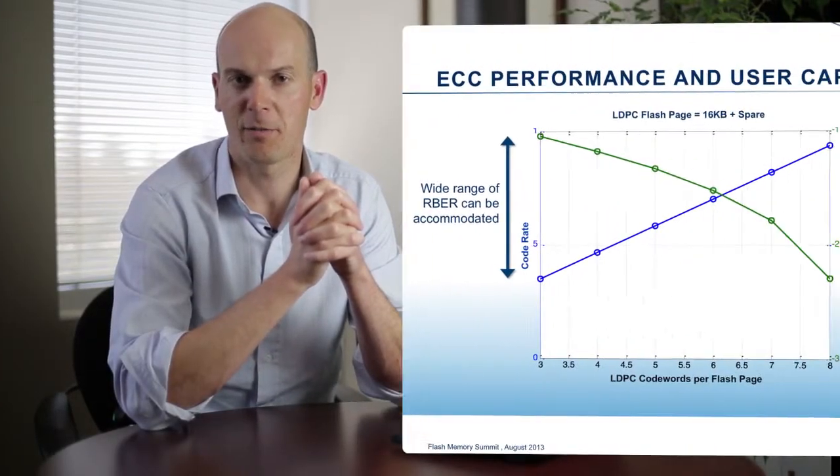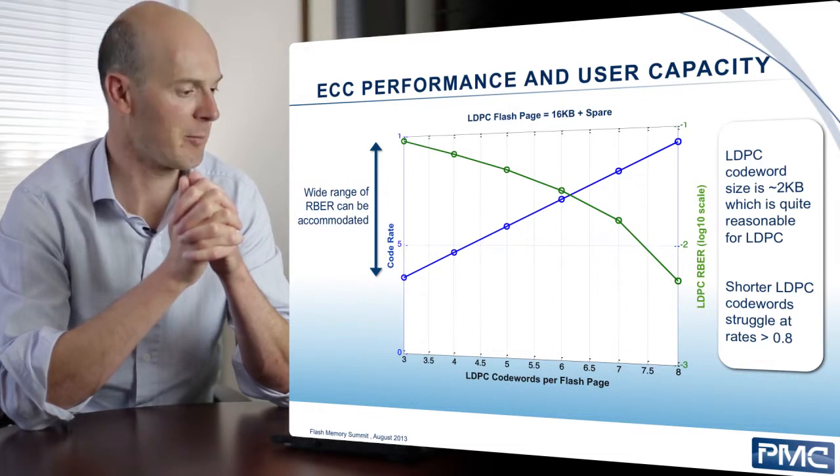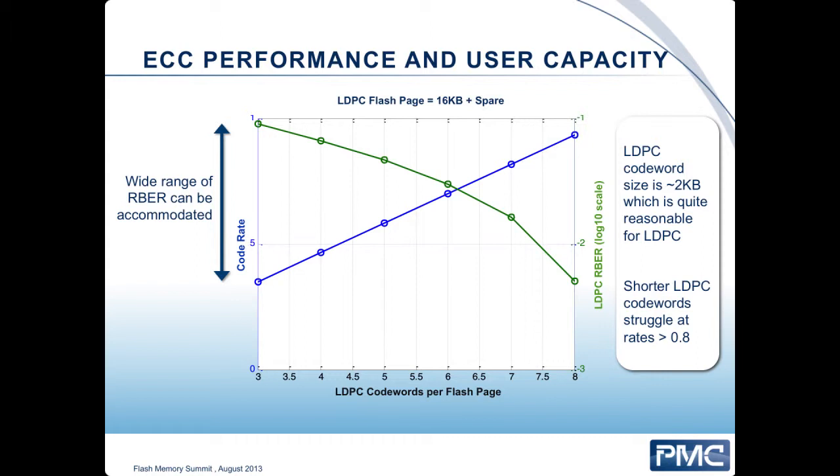If we actually look at the capabilities of these low-density parity check codes in relation to the amount of parity that we add to them, we get a graph something like shown here. On the x-axis, we have the number of LDPC code words per flash page. This is related to the user space. On the y-axis, we have both the code rate in blue and the error correction capability in green. What we can see from this graph is that we can trade user capacity for error correction capability.